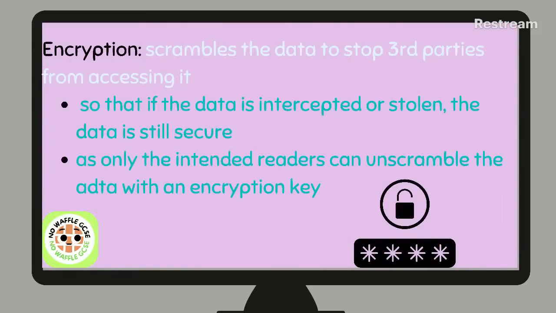Encryption. So encryption is another example of system software. It scrambles the data up to stop third parties from accessing it, so that if the data is intercepted or stolen, the data is still secure, as only the intended readers can unscramble the data with an encryption key. Now, you need to be careful with your wording because they often ask about encryption. So you need to mention how if the data is intercepted or stolen, the data is secure because you need an encryption key.